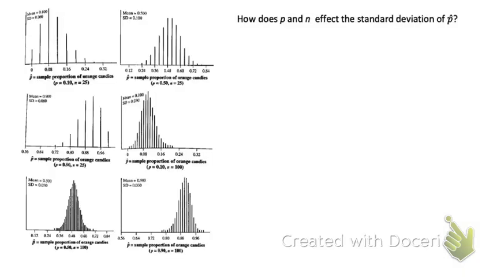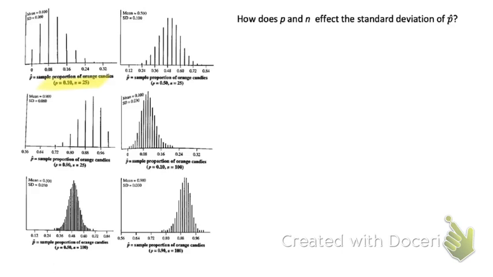Let's look at a couple of the rest of the stat pictures. This is a little bit difficult to see, but we're looking at these numbers below the graphs, the P and the N. How does the P and the N affect the standard deviation? Specifically, how do they affect the shape? What do you notice about the top left? What is the shape of that distribution?